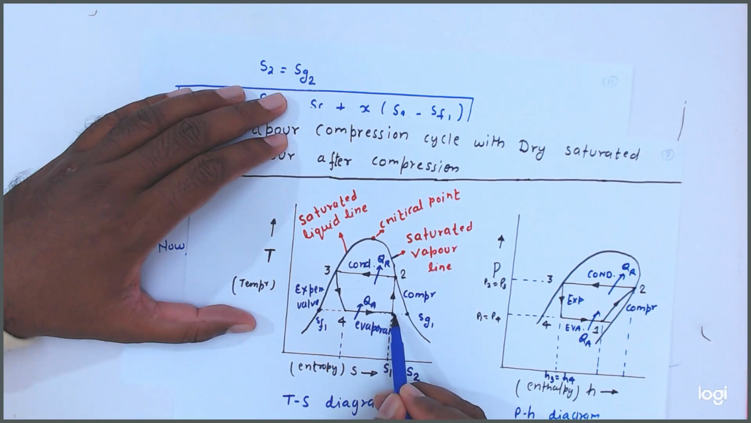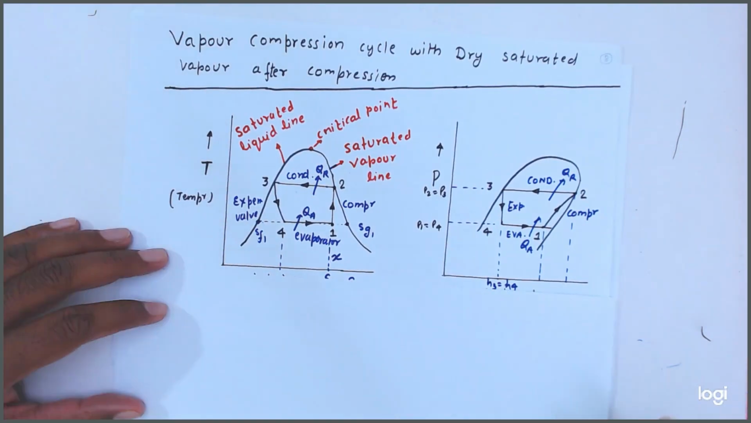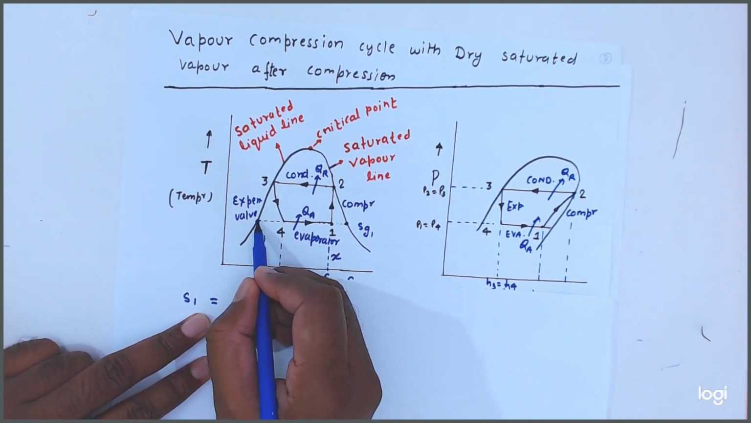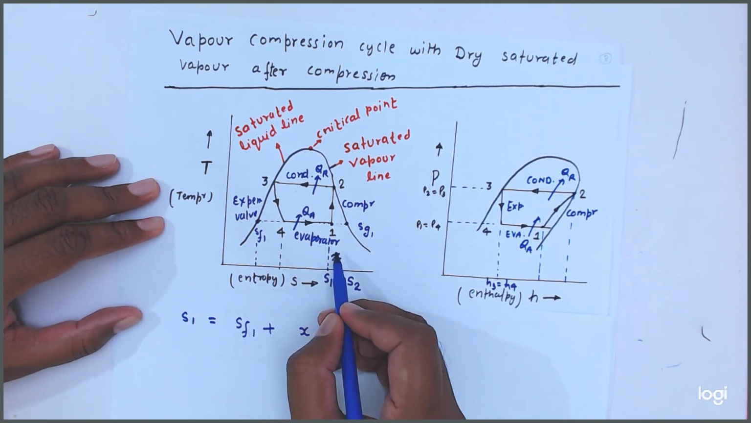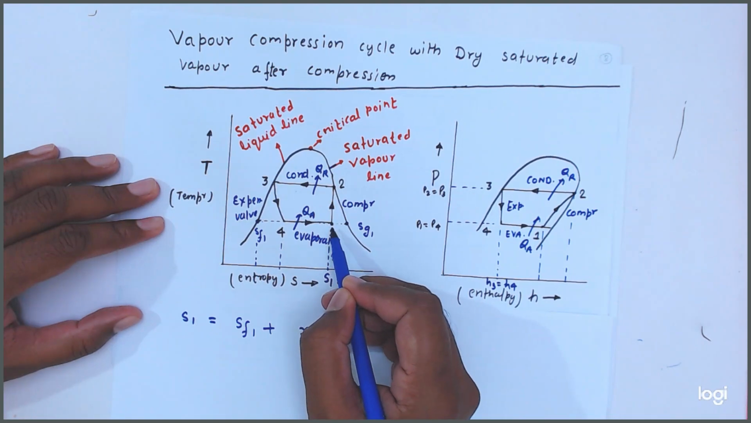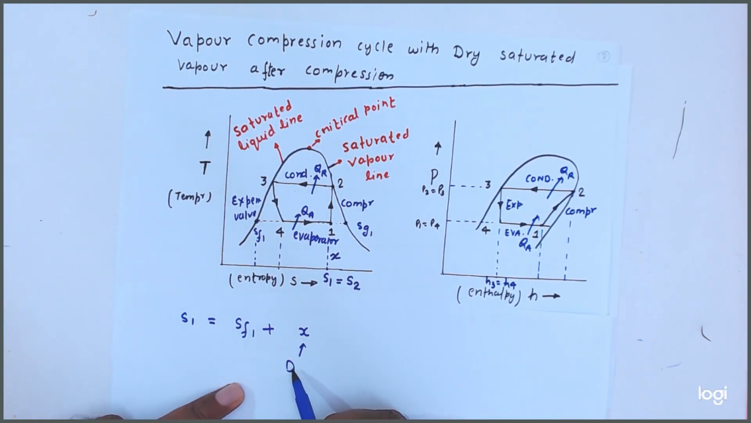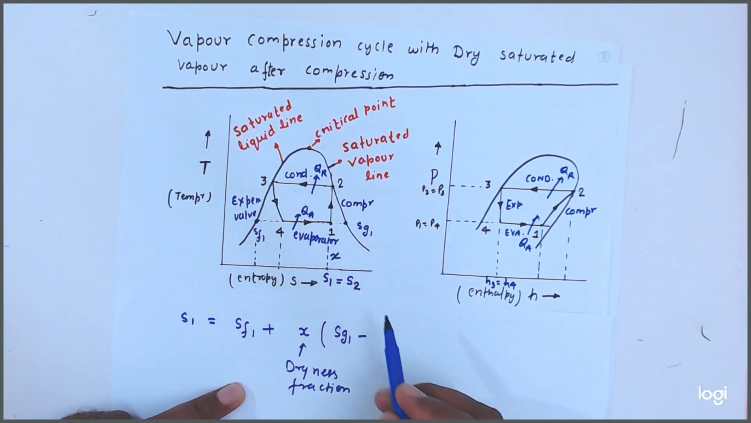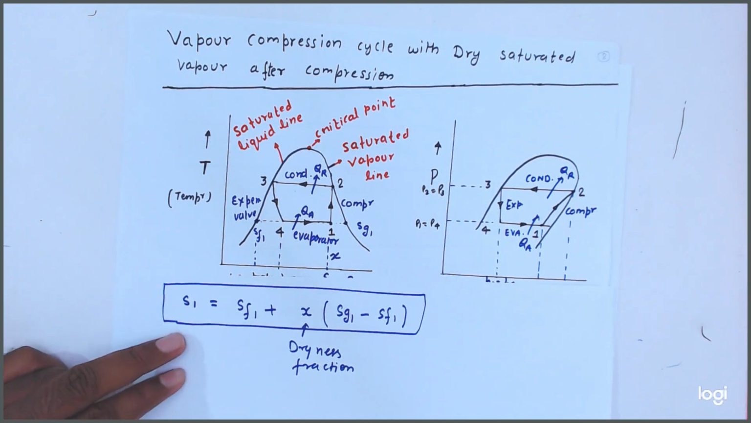So entropy at point 1, S1, is equal to SF1 plus the dryness fraction at point 1 into entropy at this point SG1 minus entropy at this point SF1. Because we want the entropy at this point, S1. So this is the entropy at point 1.